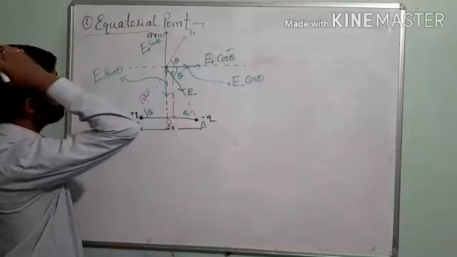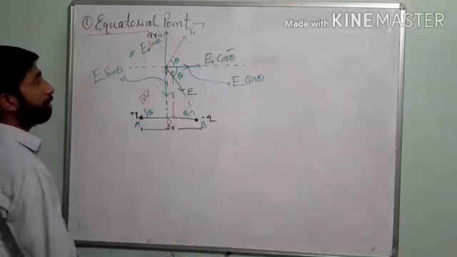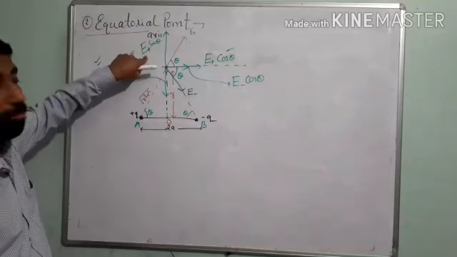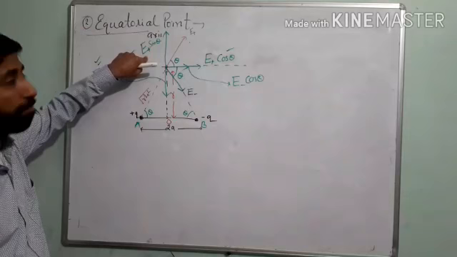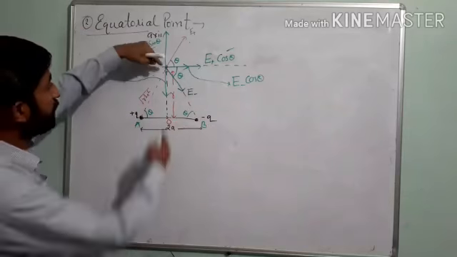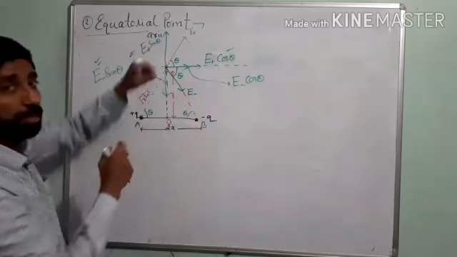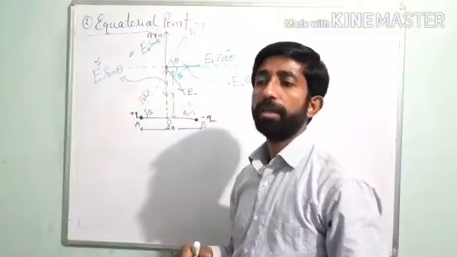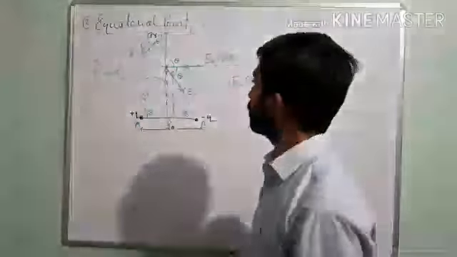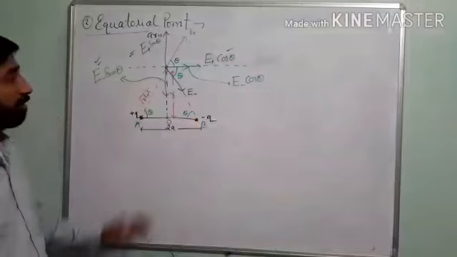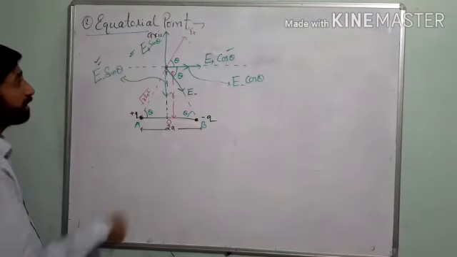Now remember, the perpendicular components are equal and opposite. Why? Because the two charges have equal magnitudes, and the two charges are at equal distance from the point P. So they must be producing the same magnitude of electric field. However, the directions are different. So the components being equal and opposite will cancel each other. So this is the figure. That's the very important part of this derivation.